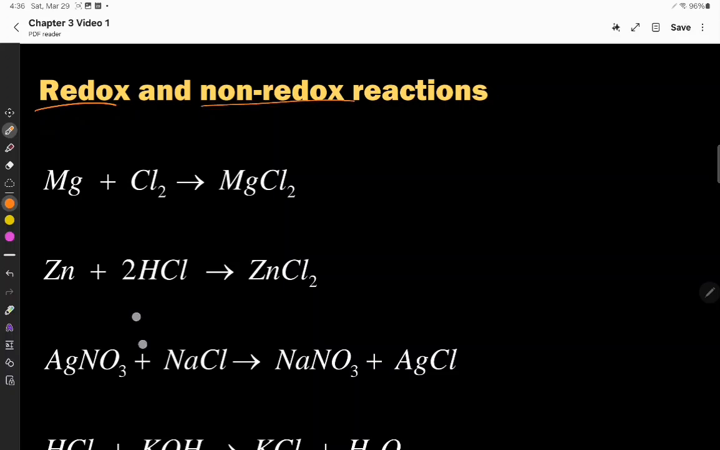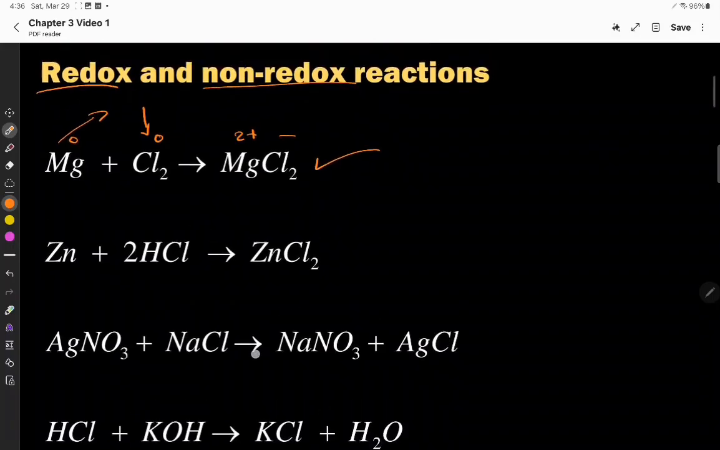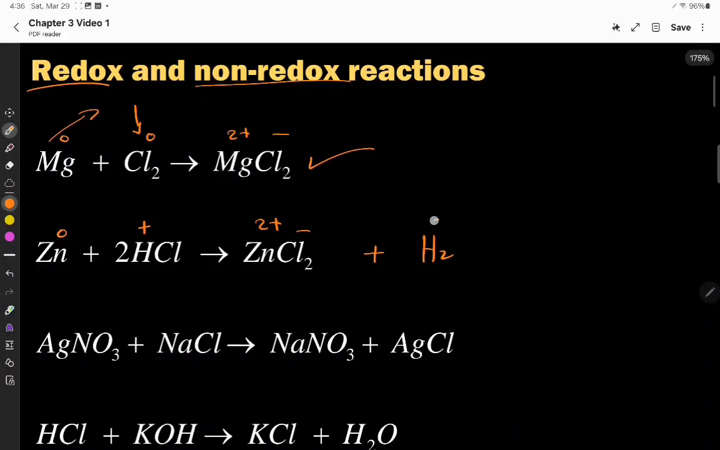If we look at the first equation, magnesium is 0, and after the arrow magnesium is positive. Chlorine before the arrow is 0, and after it is negative. So magnesium is oxidized, chlorine is reduced. So this equation is redox. Let's look at the second equation. Zinc is 0, and goes to positive. In hydrochloric acid, hydrogen is positive and chlorine is negative. After the arrow, hydrogen will be 0.